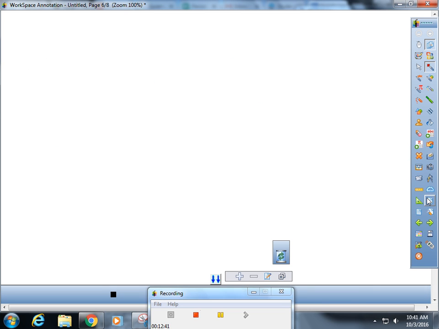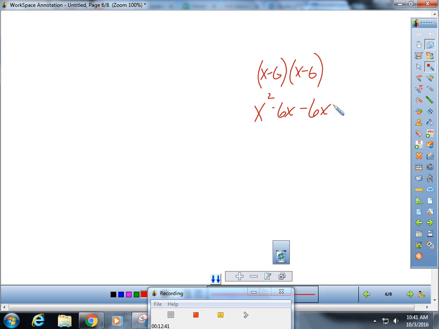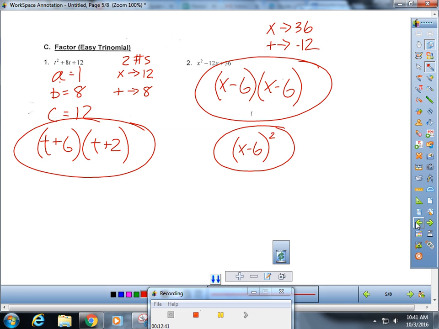Let's check our work. You get x squared minus 6x minus 6x plus 36. X squared minus 12x plus 36. Is that what we started with? Yes, it is. So we know that either one of these are correct.